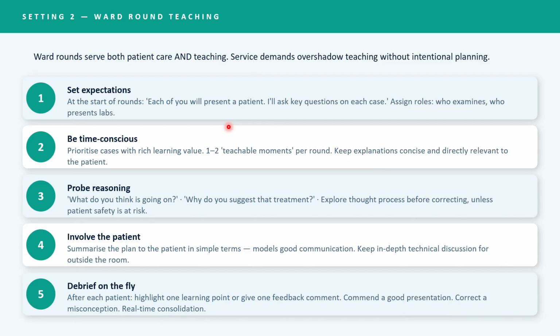So after each patient, highlight one learning point or give one feedback comment. We should not forget to comment on a good presentation. And we have to correct misconceptions here. And this is very important to be done in a timely manner.